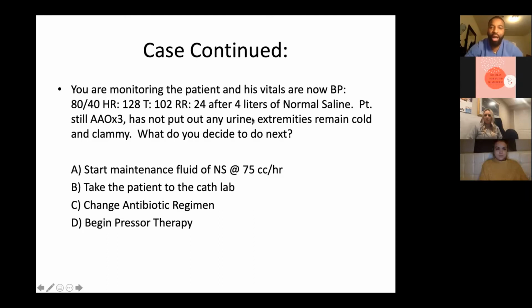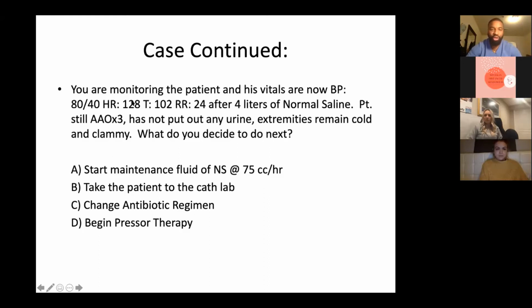The patient is now oliguric, has not had a urine output. Extremities remain cold and clammy. So if you get fluid, you should be able to get good perfusion to your kidneys. You should be able to make urine. So you say this person didn't respond well to the fluid that we gave. So definitely now needs something. So now the question is, what do you do next? It's now becoming a perfusion problem.